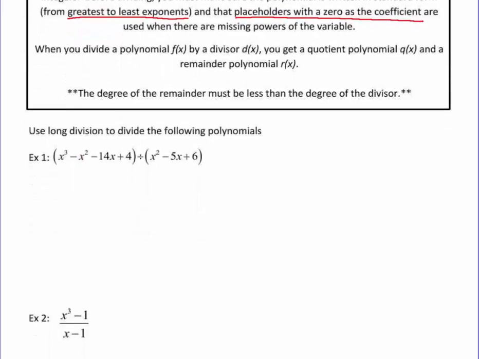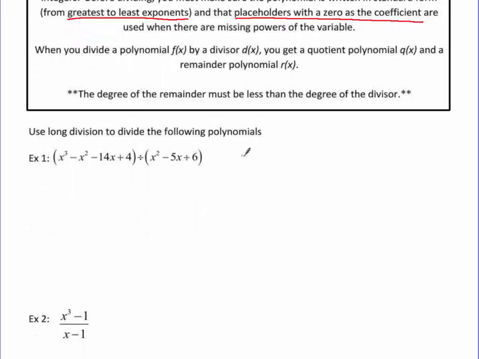So the best way to practice this is to just get started with it. So we're going to start out with x cubed minus x squared minus 14x plus 4, and we're going to divide it by x squared minus 5x plus 6. All right, so I'd like to tell you that this is short and sweet and nice and simple, and I guess it is because it only works one way, but it's easy to get messed up on this.